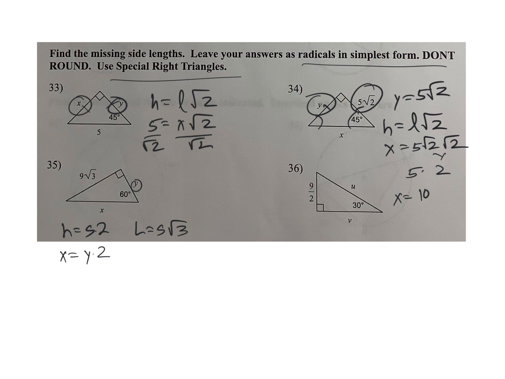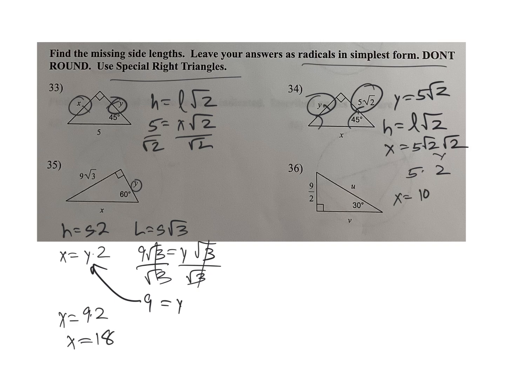The long leg is 9 square root of 3. The short leg is y. And then we multiply that by the square root of 3. So divide off the square root of 3 to get y by itself. Y equals 9, and y is the short leg. So we put it into the other equation. 9 times 2, x is 18.